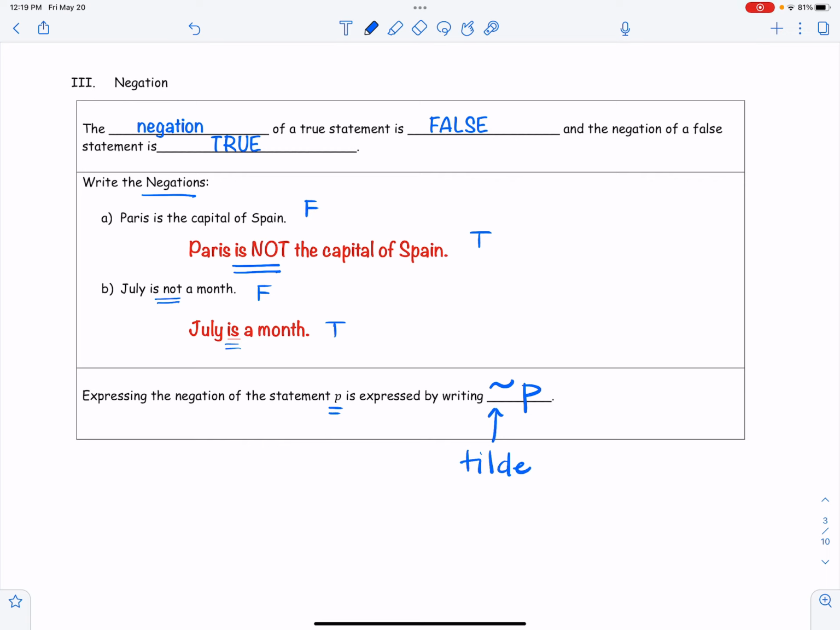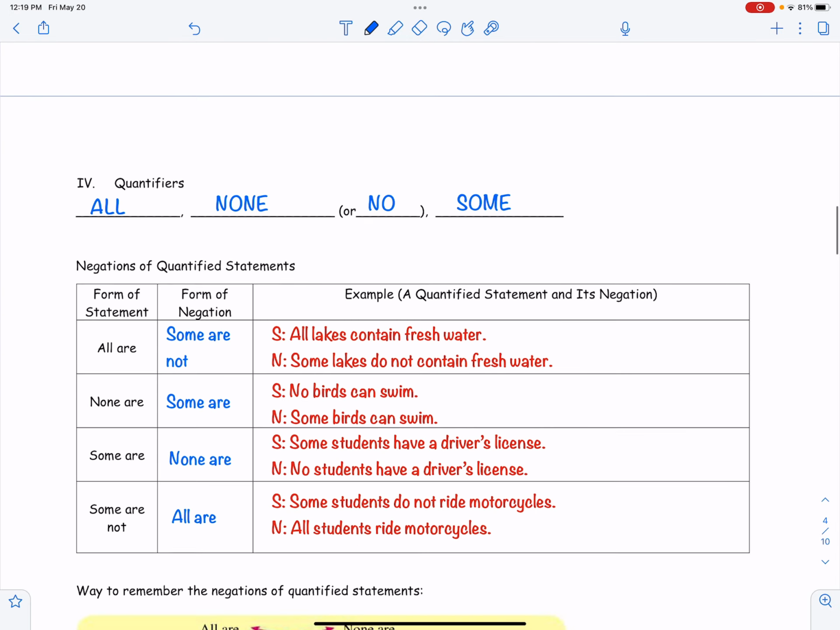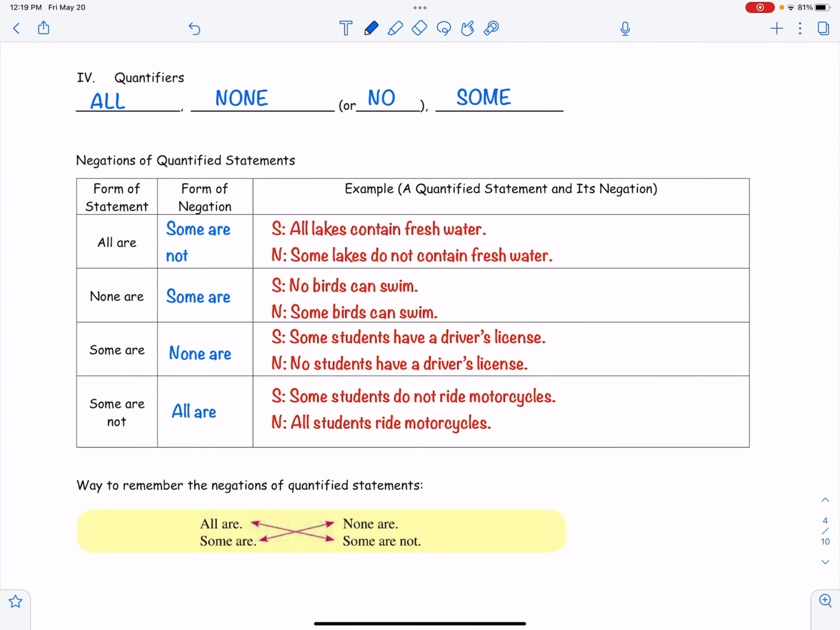Okay, so again, all this is kind of setting us up for how things are going to look when we start creating these truth tables. Now, when we talk about statements, sometimes statements contain words that are quantifiers, which kind of group things together. Examples of quantifiers are all, none (a lot of times it's stated as no), and some.